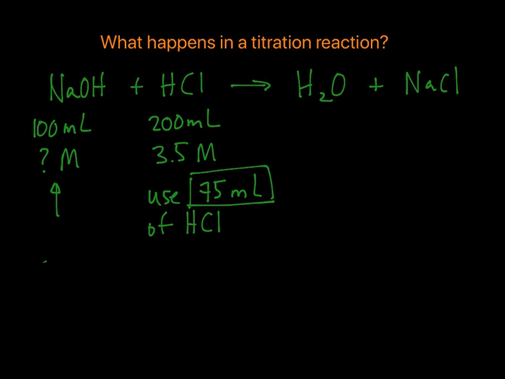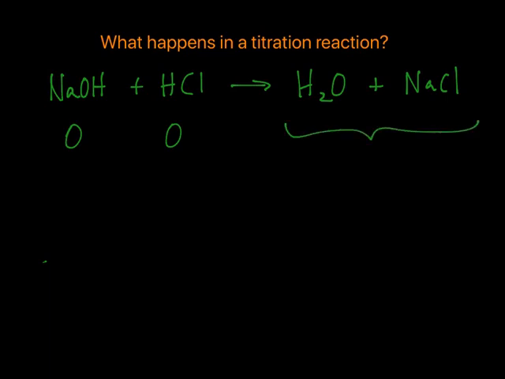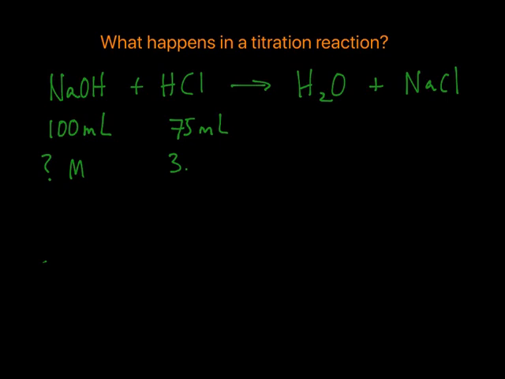Now again, when the solution turns pink, what happens at that point? Well, we have none of this left. Like I said, we have none of this left and none of this left. And we just have this, the water and the sodium chloride, and this again is pink from the indicator. So, like I said, we used 75 mils of the 3.5 molar solutions of hydrochloric acid for the solution to turn pink.